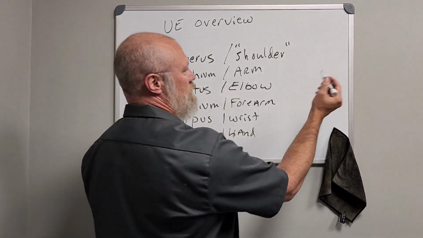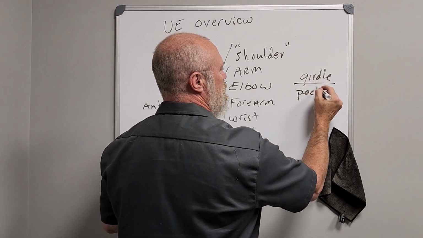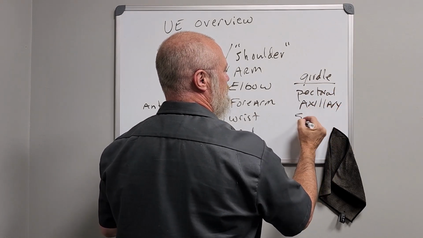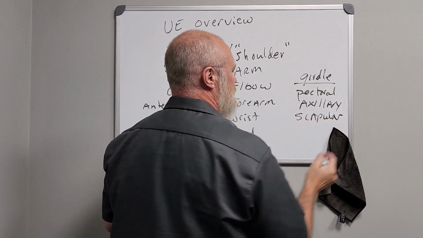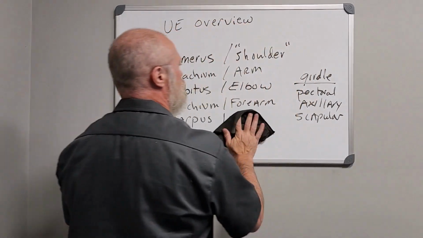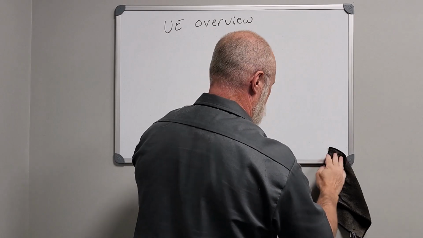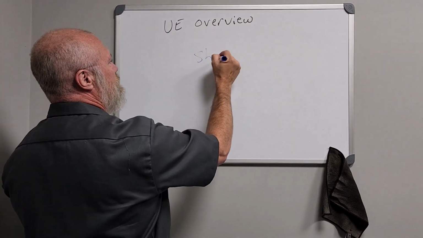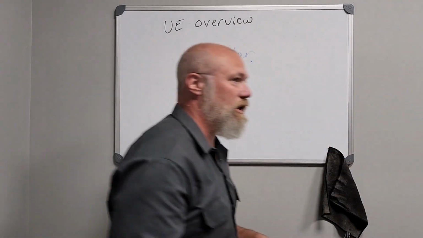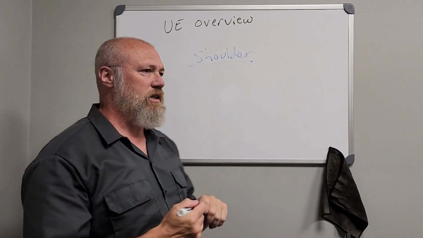And then you have the girdle, which is composed of the pectoral region, the axillary region, which we'll get to, and the scapular region. We can subdivide these further, for instance the shoulder. I'll put shoulder in quotes because when we say shoulder, anatomically we mean a few different sub-regions. Your shoulder is composed of three joints, classic articulations, and one pseudo-articulation.